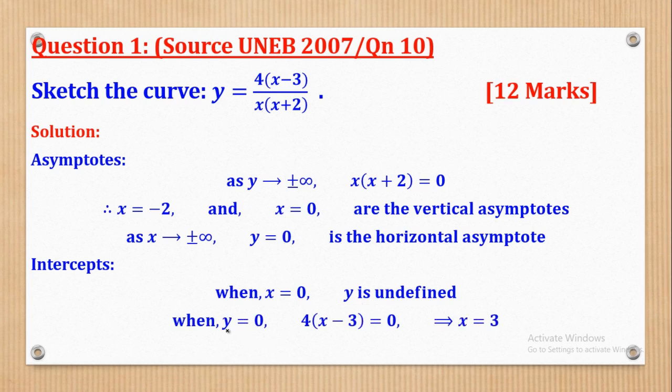What about when y is equal to 0? So when y is equal to 0, it means that you put here 0. That means that when you cross multiply, the whole of this cancels and this numerator will be equal to 0. So when you equate this one to 0, you'll be able to get the value of x as 3. Therefore, you'll come and conclude that the intercept is (3, 0).